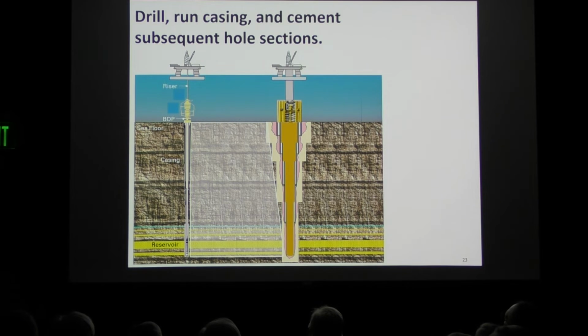All right, so now basically we've got the mud system in place, and basically we drill subsequent hole sections all the way down till we get to the final depth, which is called total depth. Down to here. In the case of Macondo, there were 9 different casing sections, so it's telescoping down 9 times.